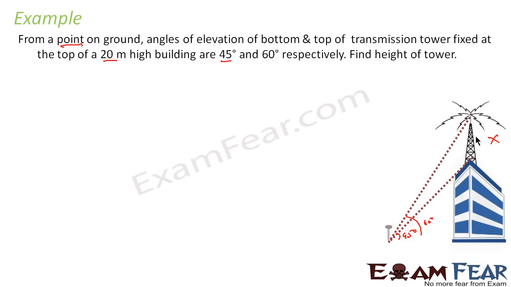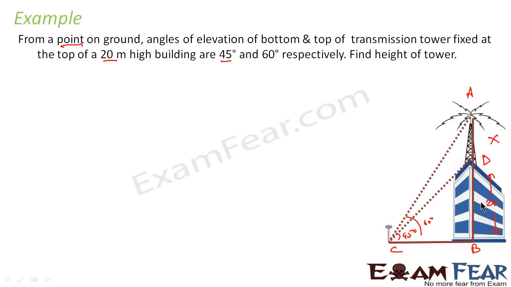Let's draw a triangle on this. So let's join this point, line this point. This becomes a triangle. Let me name the triangle: triangle A, B, C, D. Let this be the triangle. We have to find AD, that is the height of the tower. And we are told that the height of the building is 20 meter. So DB is 20, that is told to us.